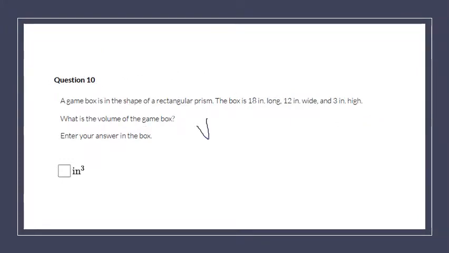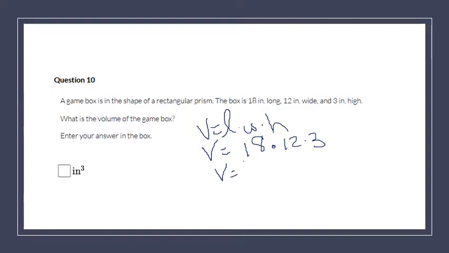A game box is in the shape of a rectangular prism. It's 18 inches long times 12 inches wide times 3 inches high. So all I need to do is multiply those together, and I get that the box is 648 inches cubed.